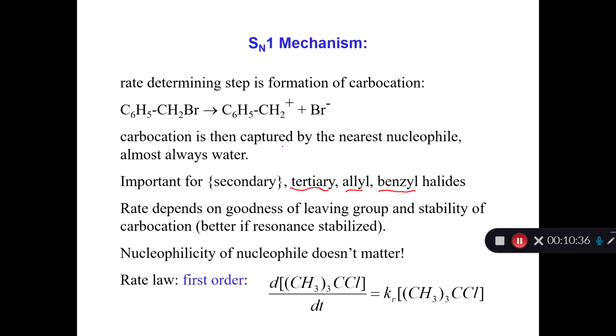So these Sn1 mechanisms are most common for things that can form stable carbocations, and that would include benzyl halides, allylic halides, tertiary halides. And the rate depends on the goodness of the leaving group and the stability of the carbocation, but the nucleophilicity of the nucleophile doesn't matter in the slightest. And in fact, the nucleophile is almost always, in our case, going to be water. So the rate law is just the change in the concentration of the substrate over time is equal to the rate constant. This is now a true first order rate constant multiplied by the concentration of the contaminant. And as a true first order rate constant, this will have units of 1 over time, like 1 over seconds.